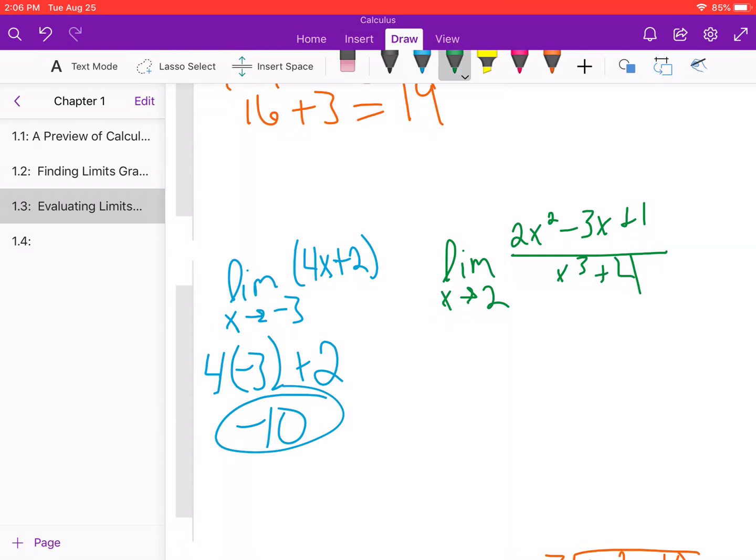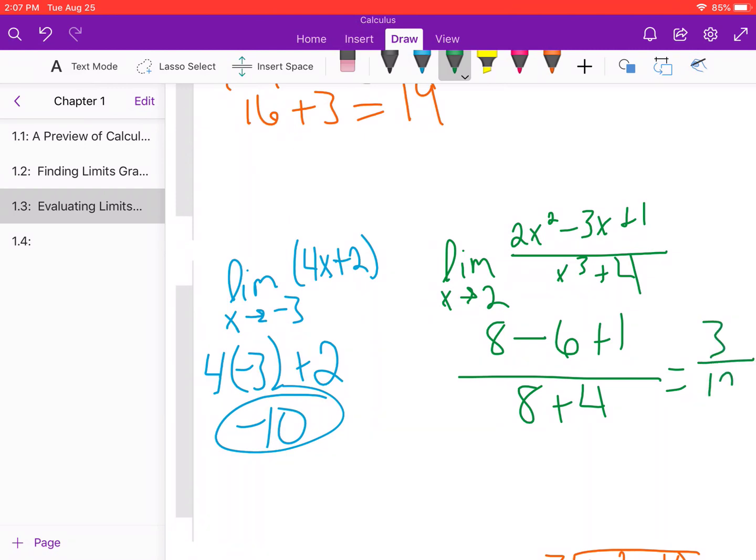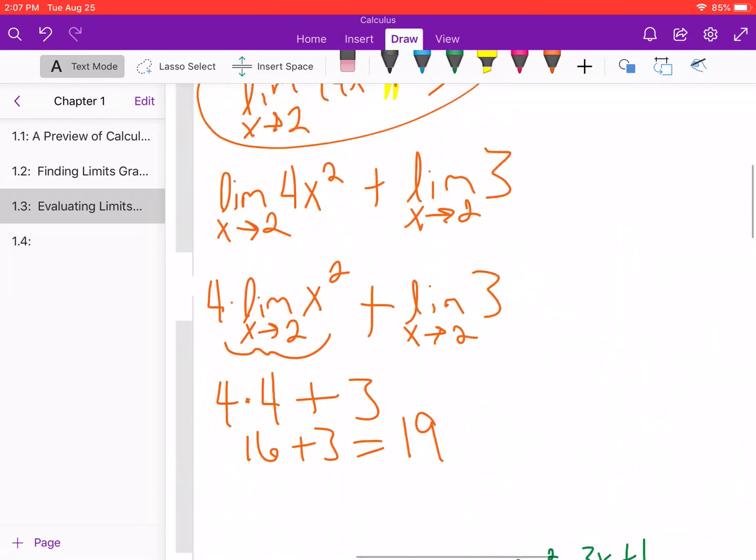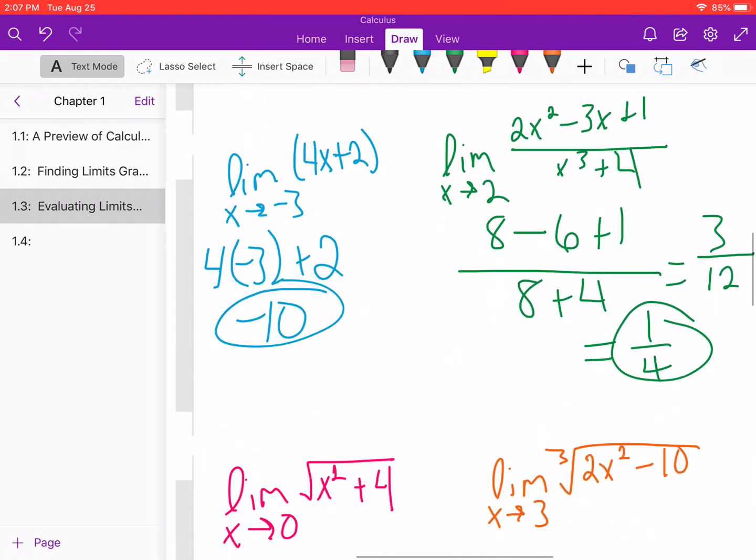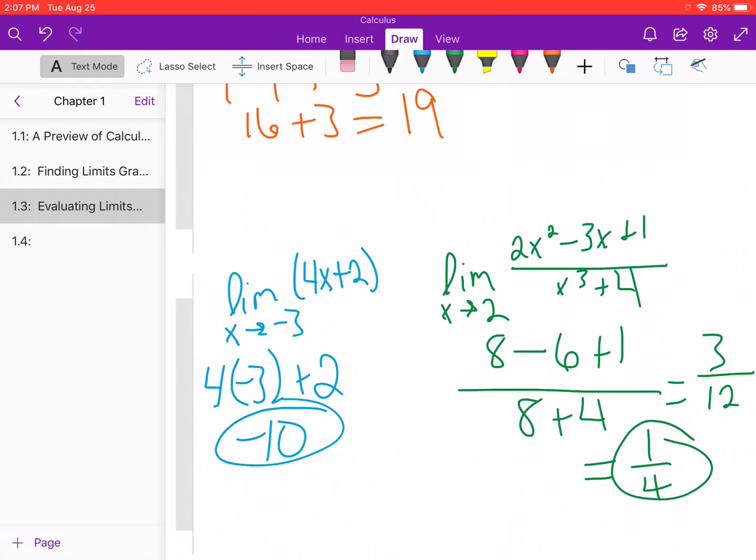For this next one, we're going to plug in our 2. 2 squared is 4 times 2 is 8. 3 times 2 is 6. 2 cubed is 8. Simplifying, 8 minus 6 is 2, plus 1 is 3. 8 plus 4 is 12. If we simplify that fraction, we get 1/4. Okay. The nice thing about these rules is that it's a lot easier than up here when we did a bunch of work to split them up. Now we can just substitute in and plug in our number and solve.